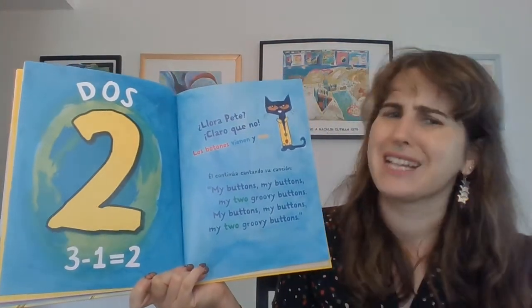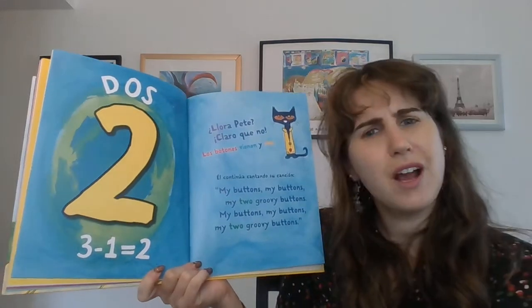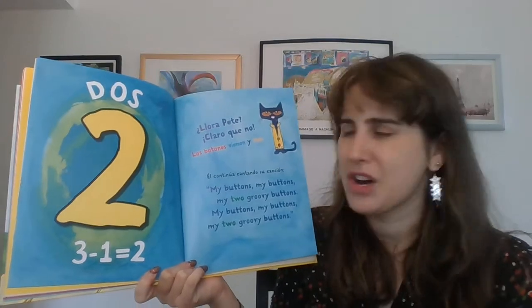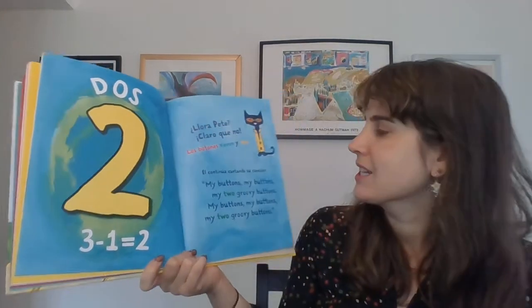¿Llora Pete? Claro que no. Los botones vienen y van. Did Pete cry? Goodness, no. Buttons come and buttons go. Él continúa cantando su canción. He continued singing his song.